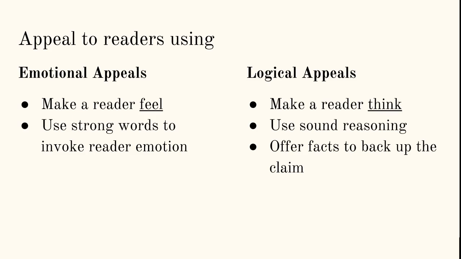A combination of logic and emotional appeals will make a strong case for your position. Avoiding one or the other can leave your argument vulnerable because your readers are already bringing their own feelings about the topic and will need your help if they're going to be persuaded. Emotional appeals make a reader feel. Use strong words to invoke reader emotion. Logical appeals make a reader think. Use sound reasoning and offer facts that back up your claim.